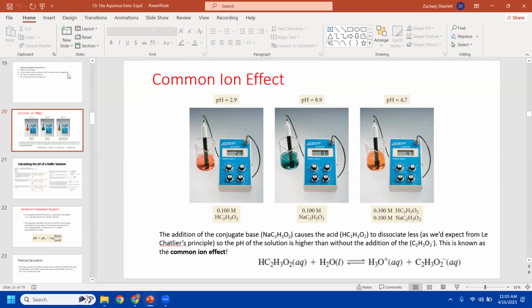Basically, we have to think about what's being added. Does it push it to the other side? As long as it's not a solid or liquid, yes. If you're taking away something, it does that. So these things are in play.